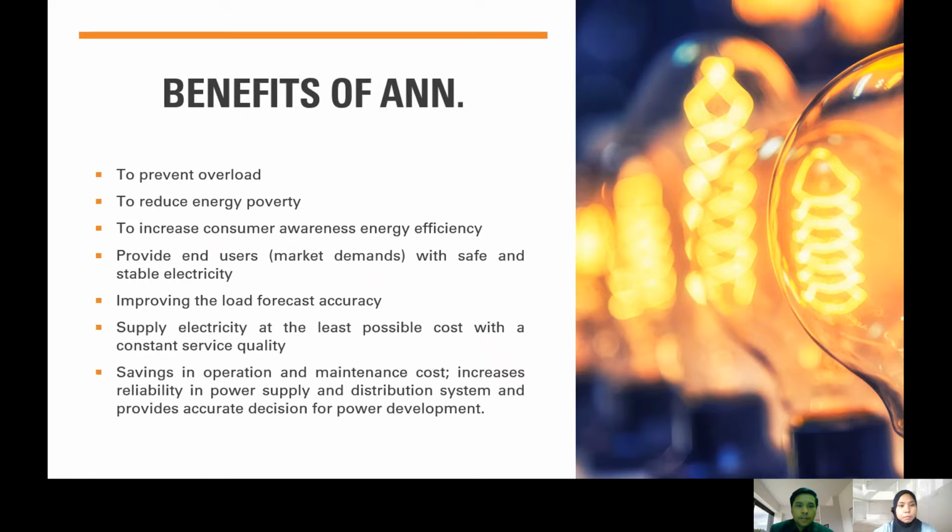The benefits of ANN. There are so many benefits of the ANN in power consumption. The first one is to prevent overload, to reduce energy poverty, to increase consumer awareness about energy efficiency, to provide the end user market, to improve the load forecast accuracy, to supply electricity at the least possible cost, and lastly to save operation and maintenance cost. This will save a lot of money. Okay, next slide.